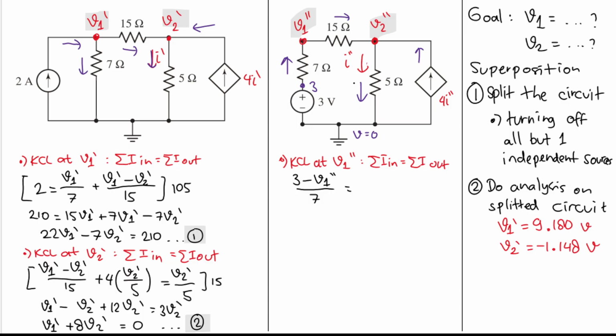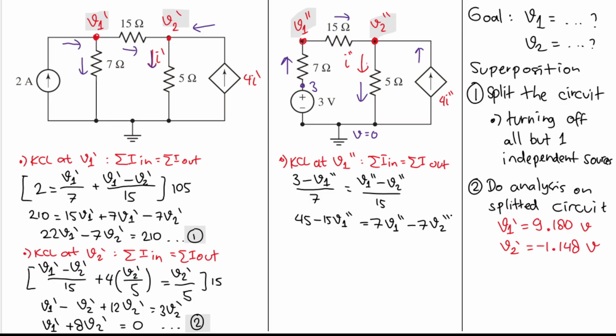And then that will equal to, I think we will have V1 double prime minus V2 double prime, and then divided by the resistance between them, which is 15. Okay, I think we can just cross multiply this. So we will have 45 minus 15 V1 double prime, and that will equal to 7 V1 double prime, and then minus 7 V2 double prime.